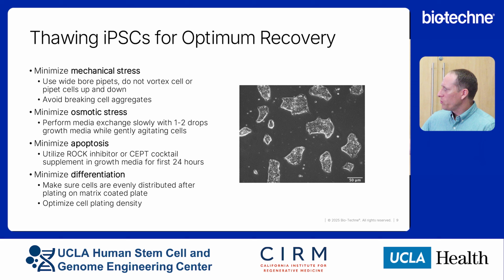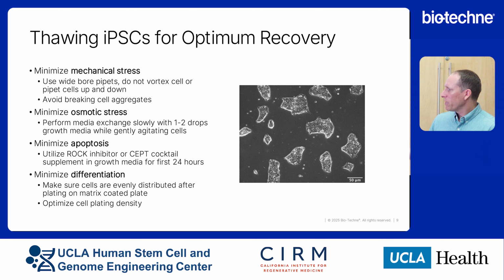We want to do this with either a ROCK inhibitor, traditionally the Y27 compound, but in this paper and this workflow, utilizing the CEPT cocktail has been shown to be superior. This inhibitor is used to minimize apoptosis during thawing, and it's used in the media only for the first 24 hours of culture, so it's not used after that unless you're passaging, which we'll talk about.